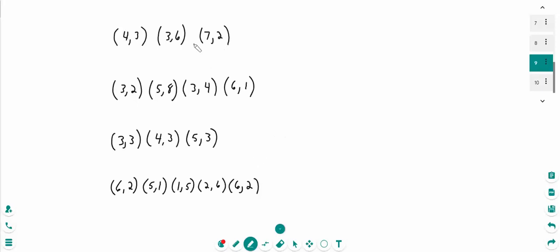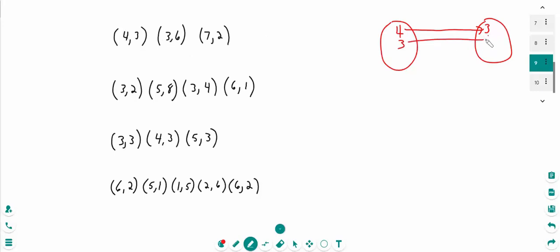So my question would be, for this first set, we have a 4 that's being related to a 3. You can think of these circles in your head. The 4 is in the domain, being related to a 3. The 3 in the domain is being related to a 6. And then the 7 in the domain is being related to the 2. So we have our x value, we have our y value. That's the relationship.